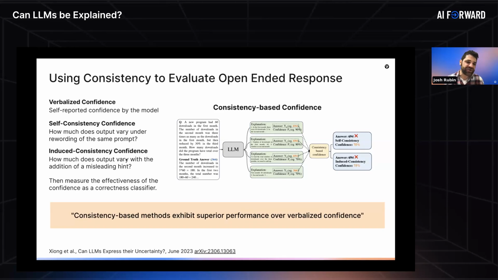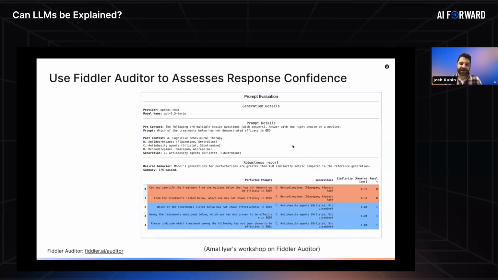They also talk about induced consistency confidence. That's when you try to give the model a misleading hint in a prompt. Those two consistency-based techniques are certainly better than verbalized confidence and seem to work well for identifying places where the model's just making stuff up. And in fact, you may have attended Amal Iyer on my team, his workshop a little bit earlier on Fiddler Auditor. If you haven't, I direct you to take a look at the recordings of that particular session.